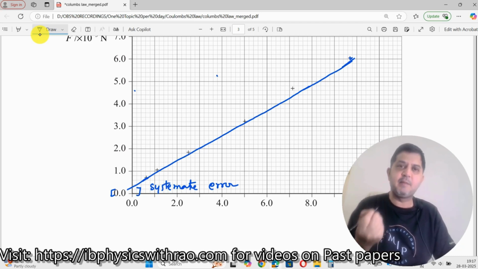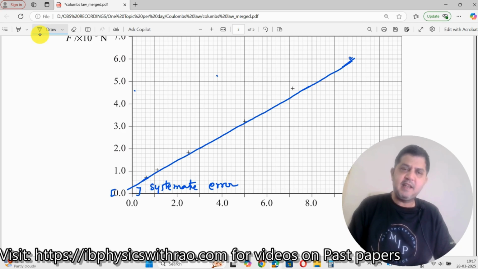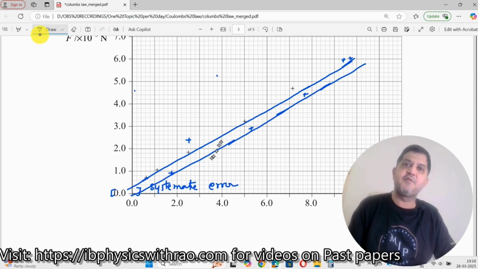Now, why is it not a random error? A random error I could answer provided that, let us say, this point is here, this point is here, this point is somewhere over here, and so on. In that case, I can say they are randomly placed, so it could be a random error. But this is not a random error, it's a small systematic error being observed. Otherwise, I could have got a line like this over here. This should have been the correct line. But you see, every point is displaced by the same amount from this line. So therefore, you can definitely say it is a systematic error.